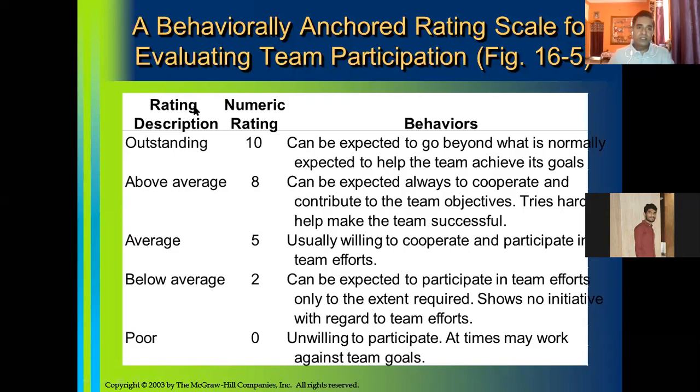So these are the rating descriptions, 5 points. Outstanding, weight 10 or rating 10. Above average, weight 8 or rating 8. Average, weight 5 or rating 5. Below average, weight 2 or rating 2. Poor carries the weightage of 0 or is rated as 0. So these are the rating descriptions of the sales representative for participating in a team.